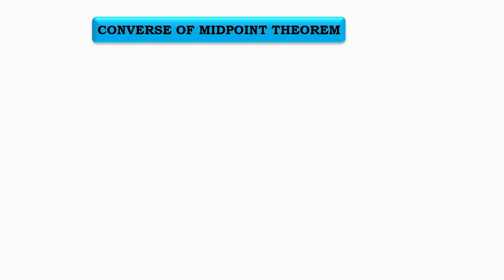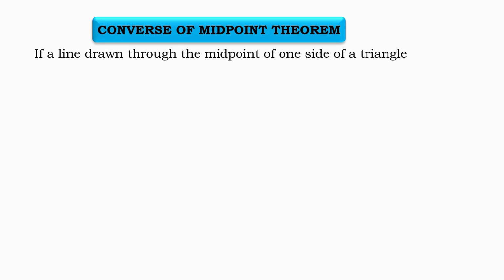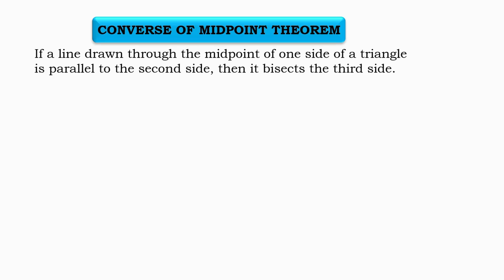Now coming to the converse of the midpoint theorem. What it states is that if a line drawn through the midpoint of one side of a triangle is parallel to the second side, then it bisects the third side. I think you know that whenever we state the converse of any theorem, if we reverse the statement, we get back the same thing. Okay, that is the converse.